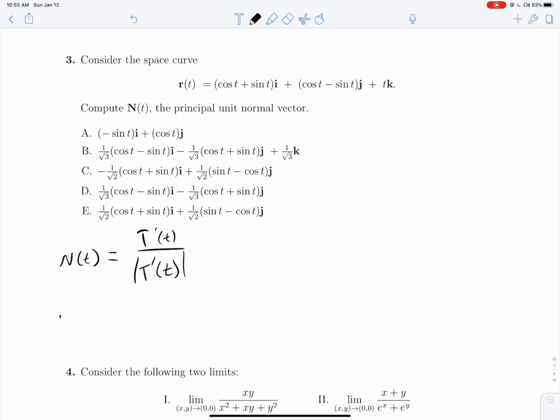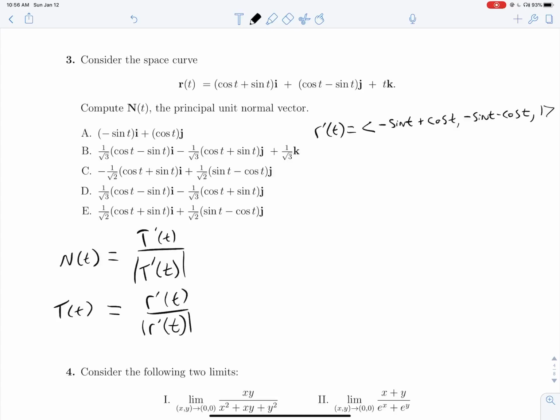Where this unit tangent vector of t is just r prime of t over the magnitude of r prime of t. Okay, so let's figure all of this out. R prime of t is going to be negative sine t plus cosine t, negative sine t minus cosine t, and 1. Okay, and then the magnitude of this guy, well, we're going to need to do a bunch of multiplication.